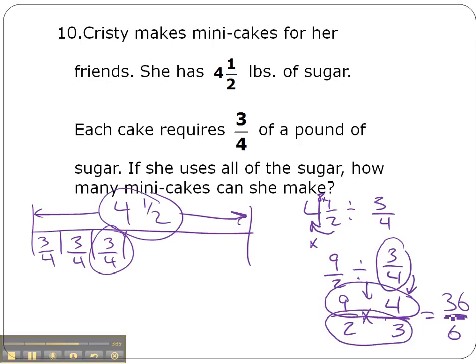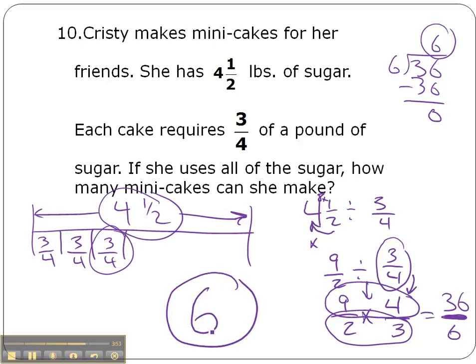Then to simplify, the fraction bar means divide, so 36 divided by 6. How many 6's are in 36? 6. 6 times 6 is 36. No remainder. So our answer is a whole number, 6. Christy can make 6 mini cakes if each cake requires 3/4 of a pound of sugar, and she has 4 1/2 pounds of sugar to start.